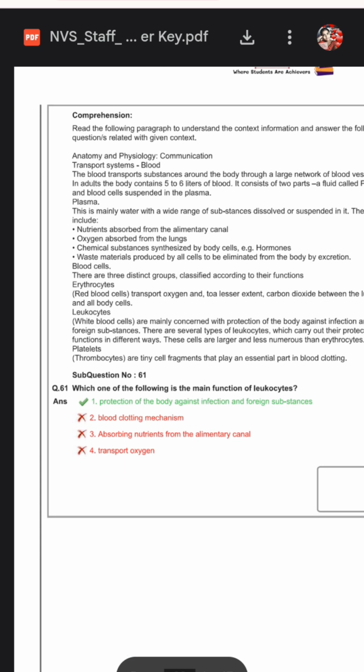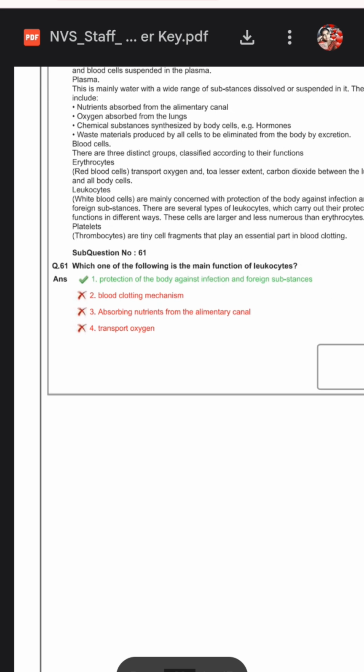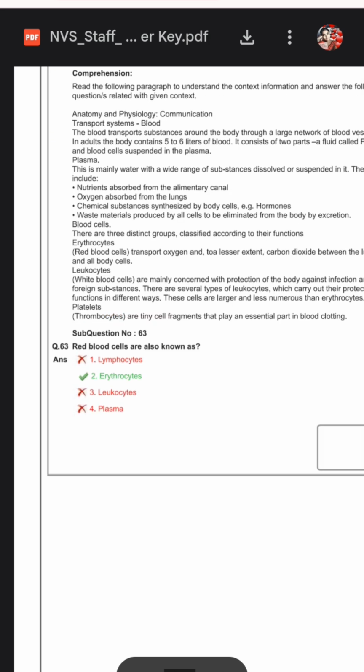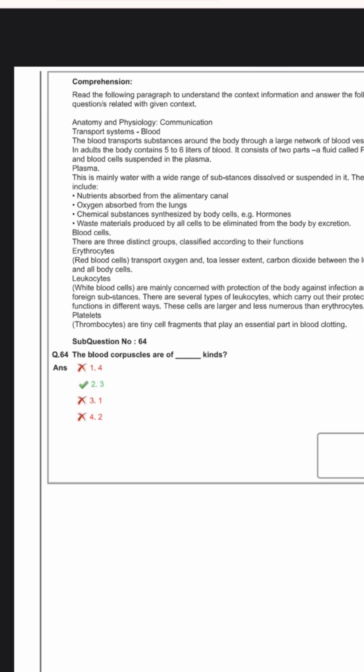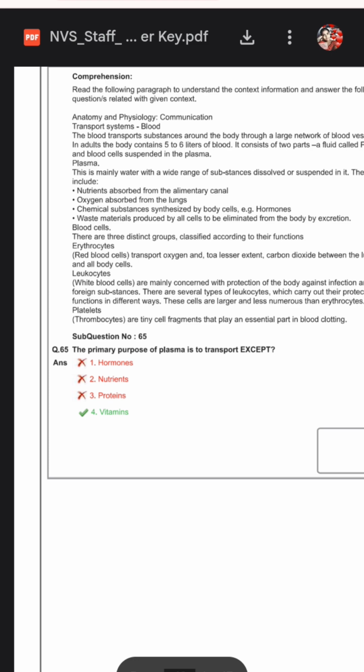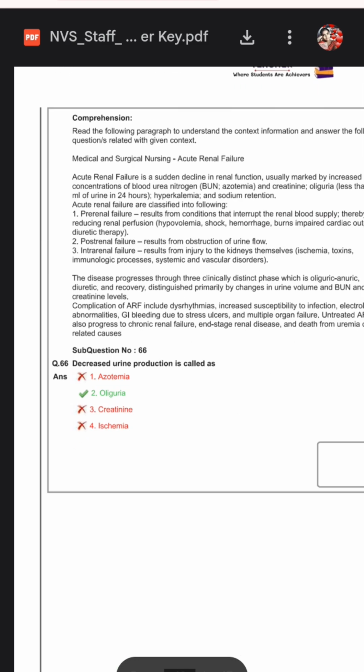Which of the following is the main function of leukocytes? Protection of the body against infection and foreign substances. During blood coagulation, thromboplastin is released by platelets. Red blood cells are also known as erythrocytes. The blood corpuscles are of three kinds. The primary purpose of plasma is to transport everything except vitamins.